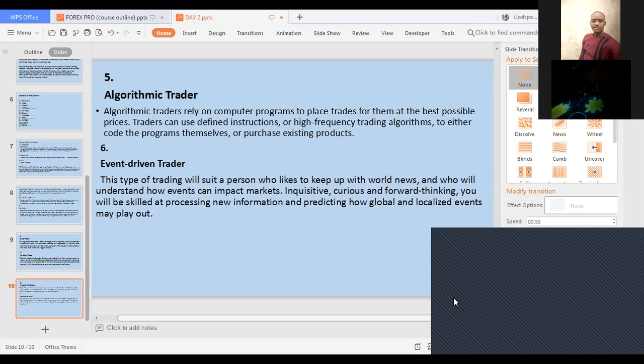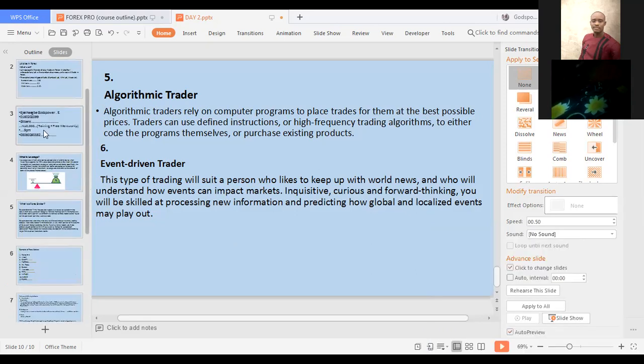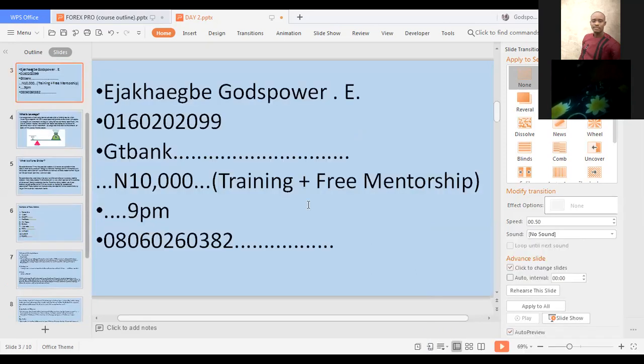The question is, how much is the advanced class? The advanced class goes for a token. I repeat, the advanced class goes for a token. And the cost for the advanced class is what? 10,000 naira. Plus, I must be very candid with you. 10,000 naira has been the fee for this training. Honestly, you people here might have 10,000 naira to pay, but is it everybody that might be able to afford that? Are you with me? 10,000 naira is training plus free mentorship.